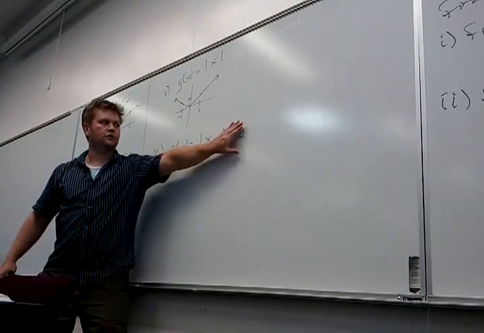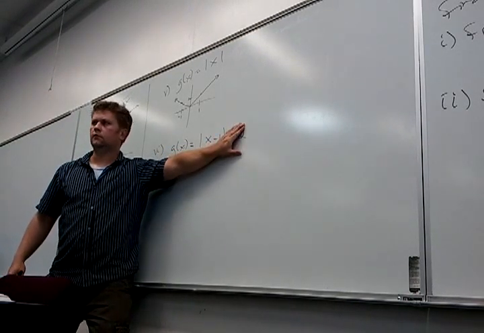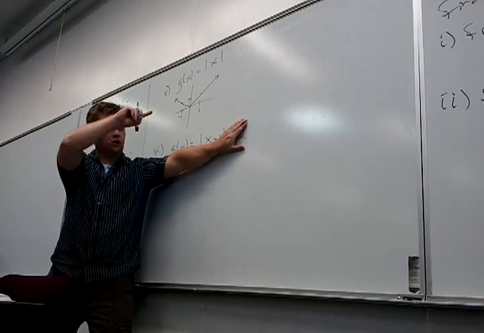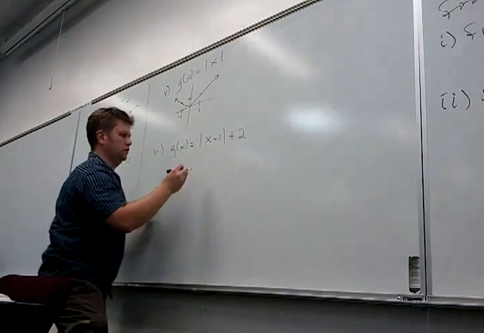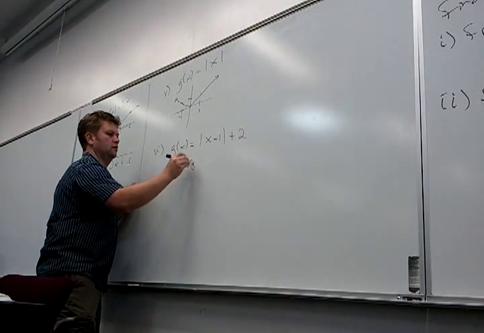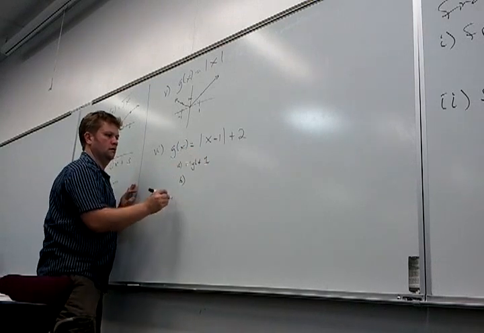So what's that do? Moves it to the right 1. Now that would show a V. That would be a V. In fact, let's do this in steps. The first transformation would be right 1.